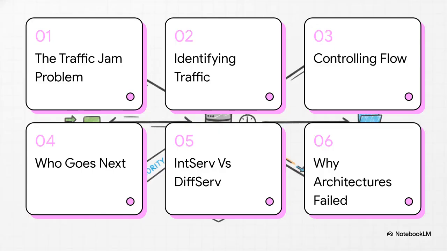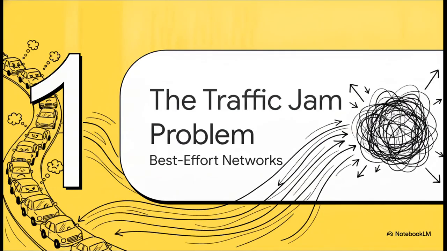Here is our roadmap for today. We're going to cover the traffic jam problem, identifying traffic, controlling flow, who goes next, IntServ versus DiffServ, and finally, why both architectures struggled. Let's start with Section 1, the traffic jam problem.